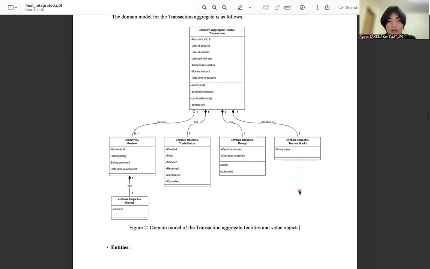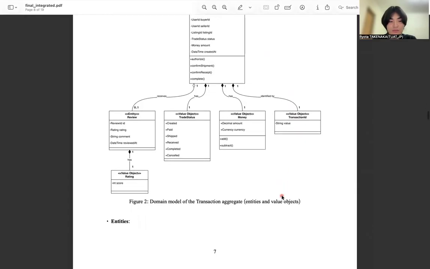We also have the review entity. More importantly, we have value objects. These are small, immutable objects that represent a concept. First is the trade state. This isn't just a string. It's a value object that defines the valid states: created, paid, shipped, received, and so on. This prevents us from ever setting an invalid status.